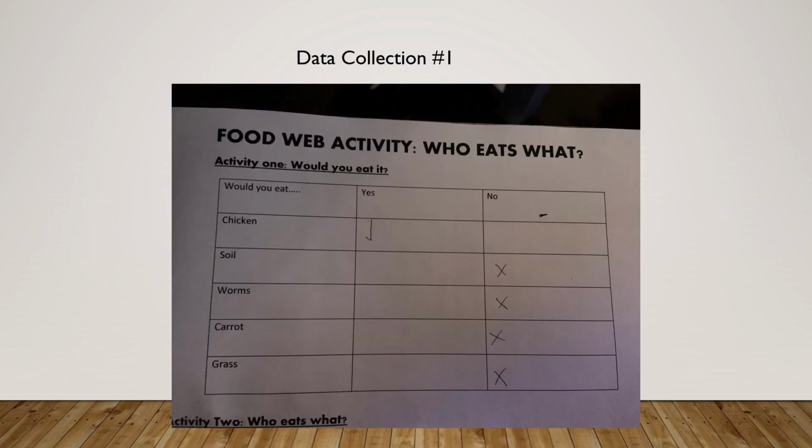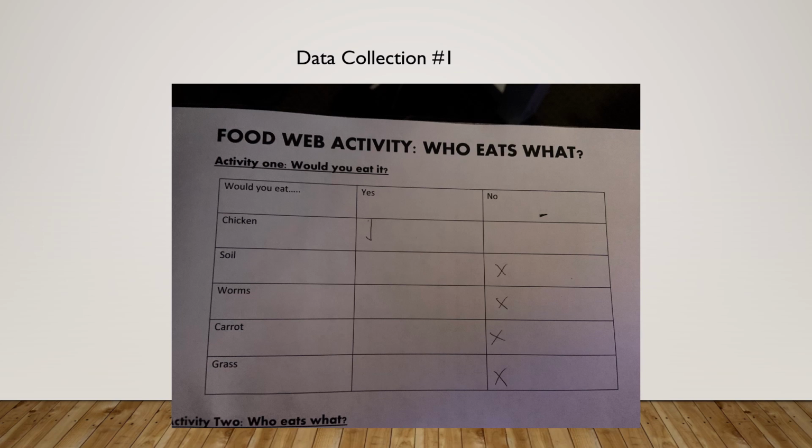As you can see, my brother has collected his data, and from his data collection, we can see that the only item he would eat was the chicken, and explained to me he avoided the carrots as he didn't like them. This shows a clear example of a fair test within this activity, as each student will have different preferences to what they would eat, leading to a variety of data being collected.